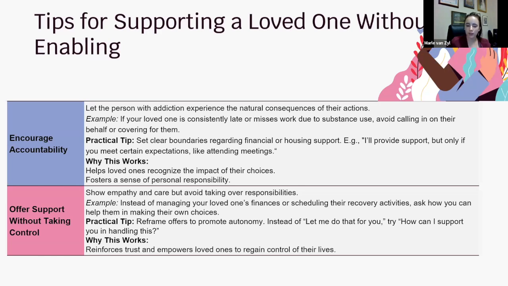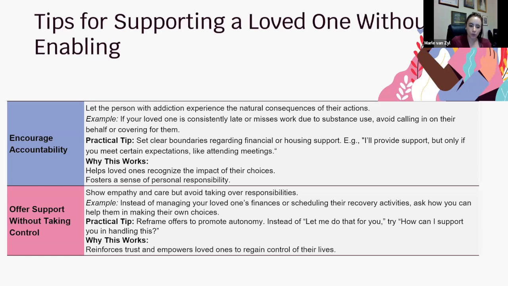Why this works is it helps the loved one recognize the impact of their choices, and it fosters a sense of personal responsibility. What is meant by that is to have those boundaries, to say, if you use substances, fine, but if you lose your job, it's not on me. So that person knows that my wife or my girlfriend or partner or mom or dad is not going to phone in anymore. They're not going to phone my boss if I'm late because I used the previous night.